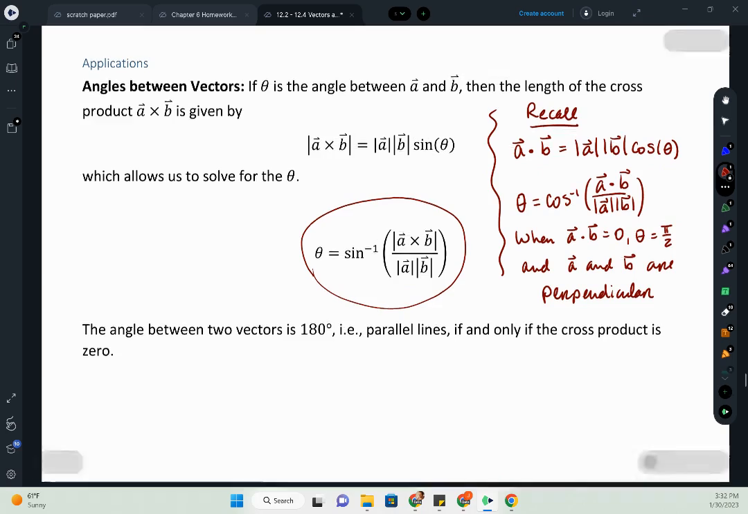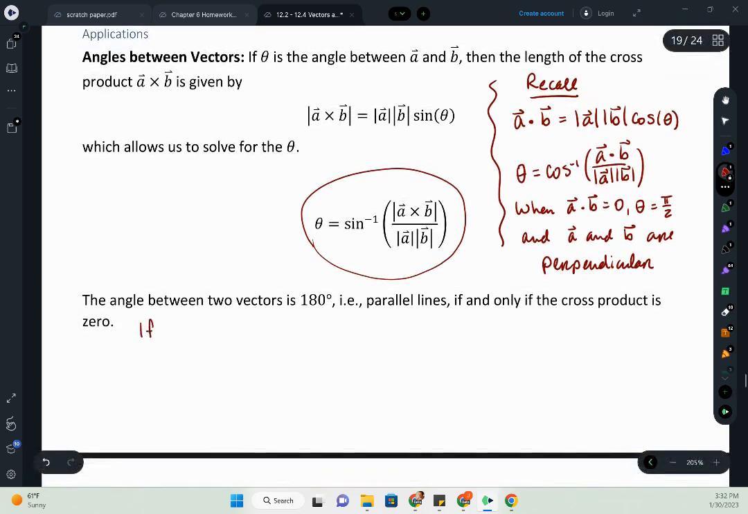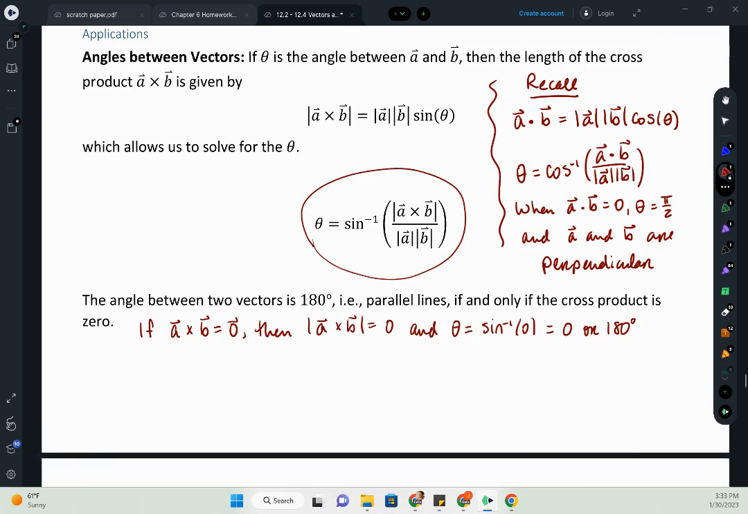However, what we get out of this is that if A cross B is equal to the 0 vector, then the magnitude of A cross B is equal to 0. And theta, which would then be sine inverse of 0, would be equal to 0 or 180 degrees. And what that means is that A and B are parallel.